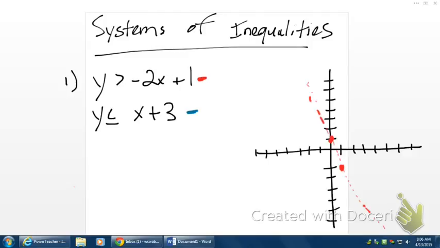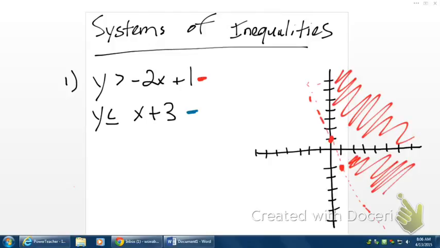Now, we need y values that are greater than. So which way am I going to shade? Kind of up, kind of to the right. Yeah, I'm going to shade all these values over here. Because I want y values that are greater than. Which y values are greater than? All these up here. So we need to shade all this. Okay? All those greater than values. All right? Now, let's move on to our second line.